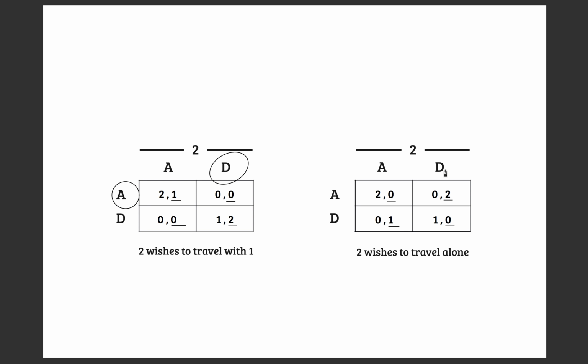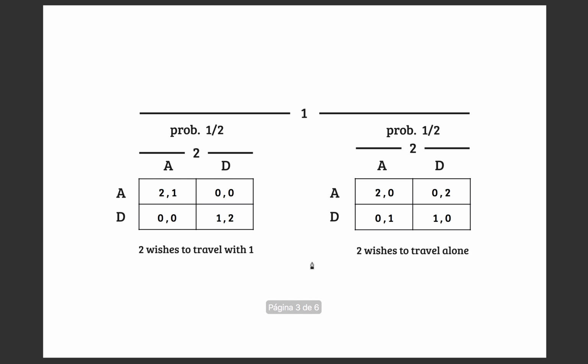Now what happens here? Player 2 wishes to travel alone, so when they coincide in the destination Australia, player 2 gets 0, and if they coincide in Denmark, player 2 also gets 0. But if they don't coincide, for example, if player 2 goes to Denmark and player 1 goes to Australia, then the payoff for player 2 will be 2, and here the payoff will be 1, because player 2 prefers to go to Denmark rather than to Australia. So this is the framework of this game.